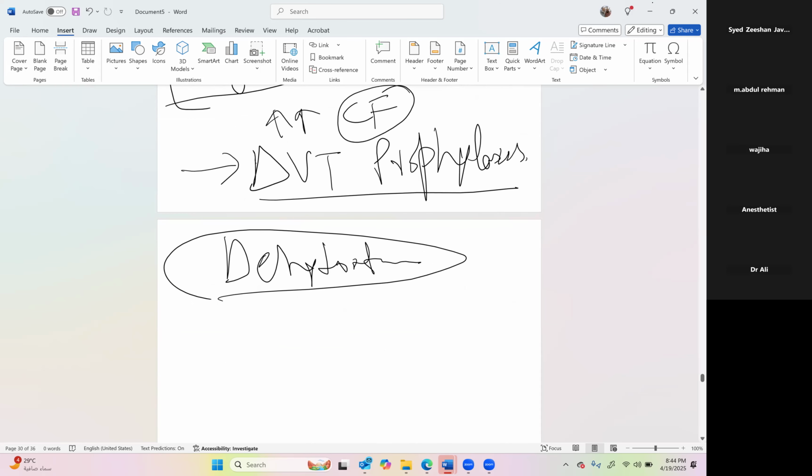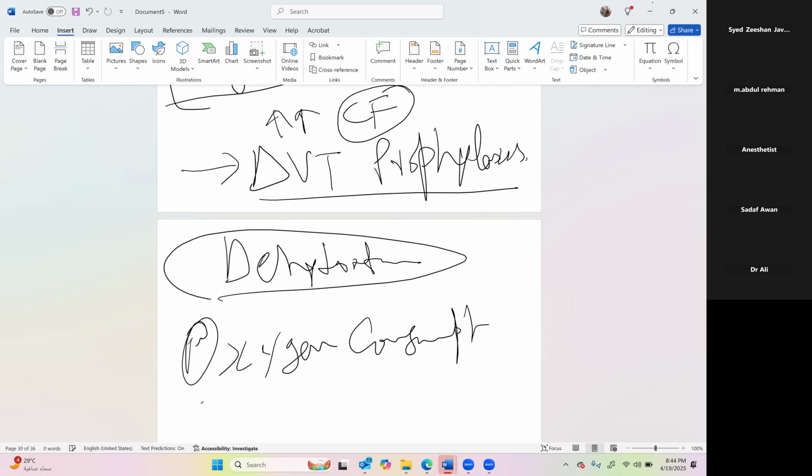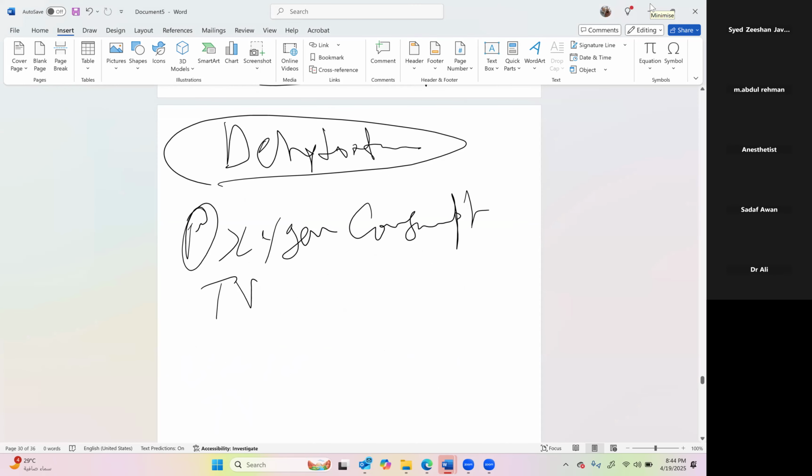Okay, what about respiration, like oxygen consumption and all this? Sir, tidal volume is increased by 50% while respiratory rate is slightly increased, leading to increase in ventilation and a slight respiratory alkalosis. Oxygen consumption is increased.